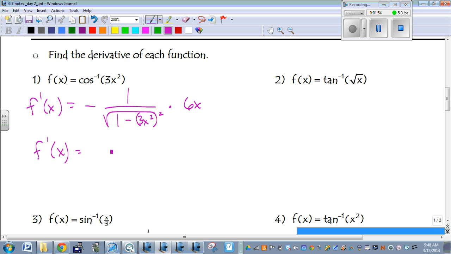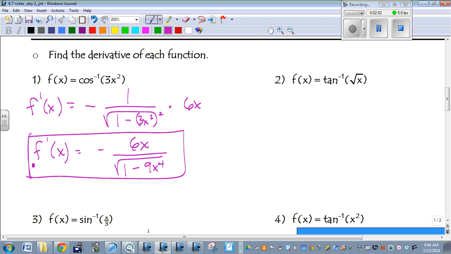So we end up with negative 6x over square root of 1 minus 9x to the 4th. Right? Can't simplify the square root. I know some people try to write it as 1 minus 3x squared. Doesn't work that way with the subtraction. We cannot simplify it that way. So it's as simplified as we're going to get it. I don't know if they rationalize it on a multiple choice, but that's easy enough. But we can just leave it as it is.